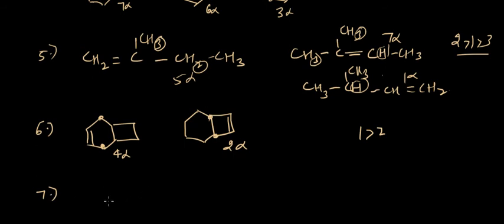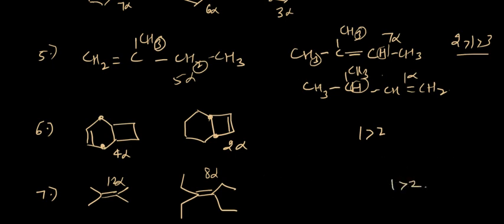Let's have this one, and okay, so how many alpha hydrogens? 12 here, and I think 4 into 2, 8 here. So what would be the order? 1 is more stable than 2. Okay, so with this we end our lecture. Meet you in the next lecture.